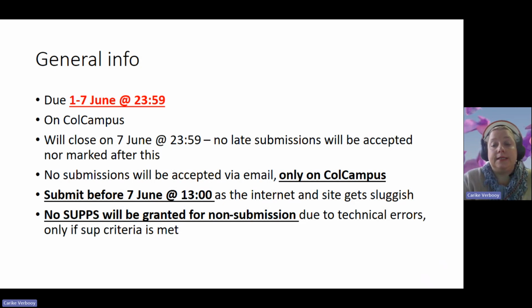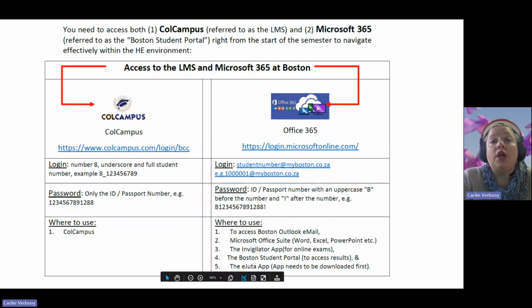on campus, so you do have access to electricity as well as internet. Now, by now, you should already know how to access Cole Campus. You log onto Cole Campus. You use your student number, 8_1234567, to log in, and your password is your ID number or your passport number that you use to register.